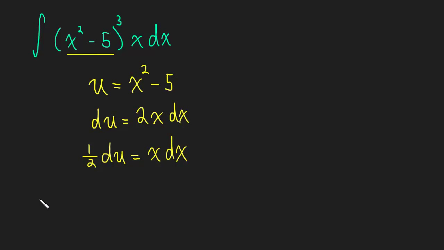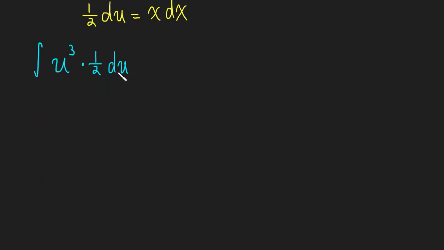So let's go and follow through with our plan. So this is going to be x squared minus 5, we called that u. So this is u cubed. And then x dx, that's 1 half du. So times by 1 half du. And since this is a constant multiple, we can pull it outside of the integral. So this is going to be 1 half times this integral. And now this is quite easy. It's just 1 half times u to the fourth over 4. So we add 1 to the exponent, divide by that new exponent, plus c.